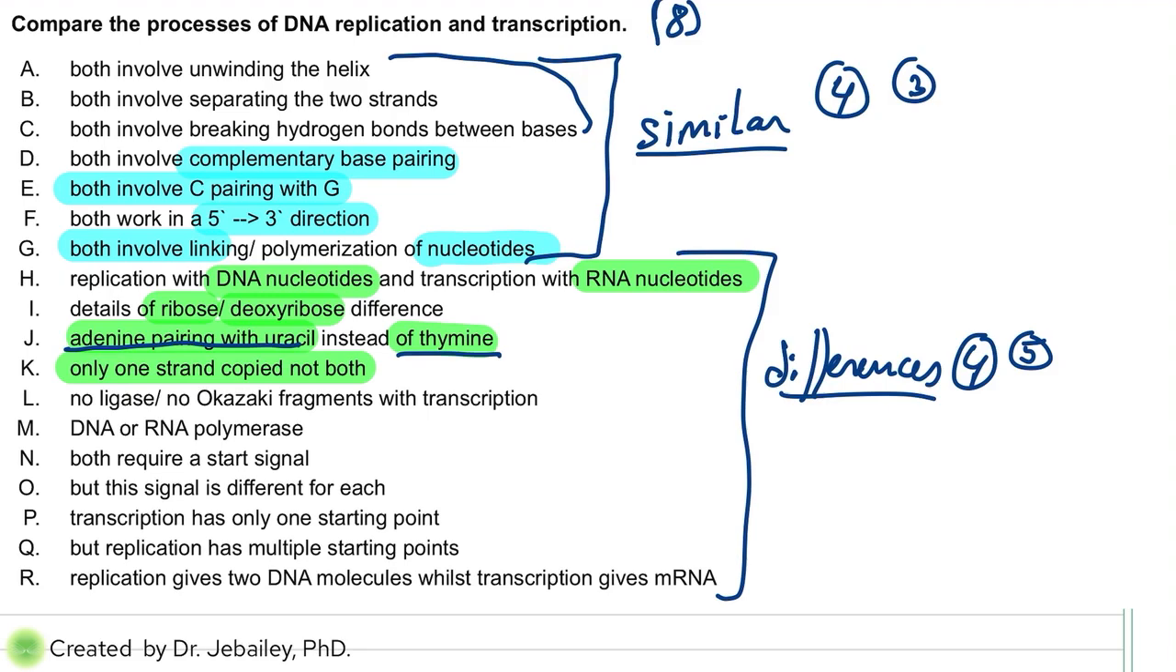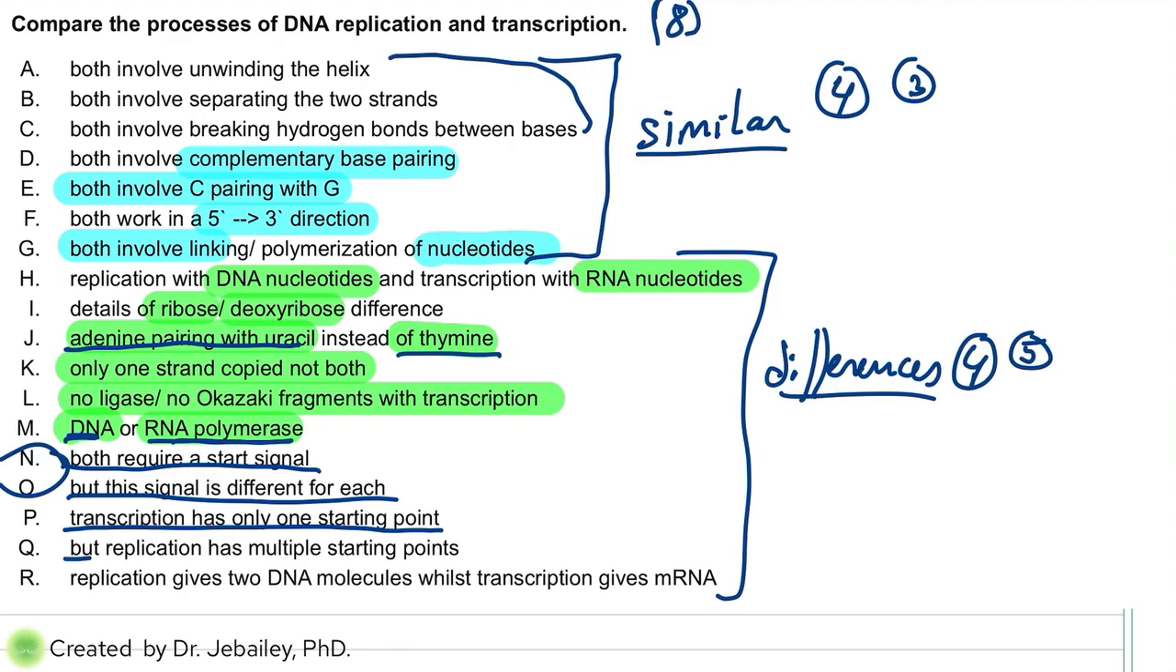But for the DNA, you can say there is no ligase and Okazaki fragments in transcription, but it does have them in DNA replication. One has DNA polymerase, the other one has the RNA polymerase. I'll note that this one is for DNA replication, this is for transcription. Both require a start signal, but they are different from each other. So this should usually be 1 point. The transcription has 1 point, the DNA has many points, and the replication gives 2 molecules, while transcription gives only 1.